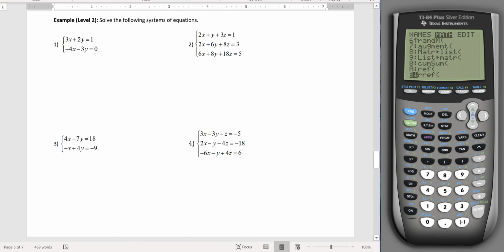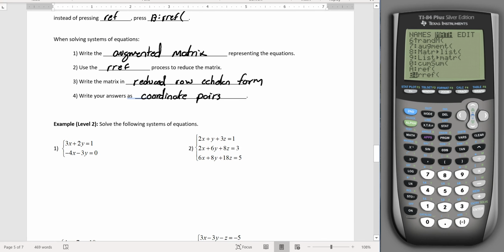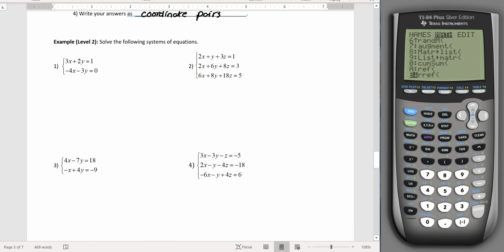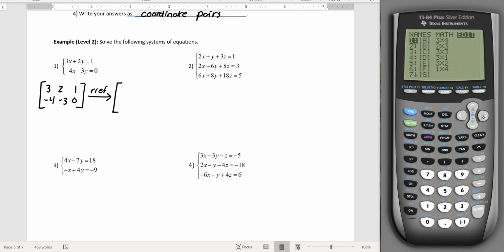All right, so let's do 1 and 2 together, and then I'll have you do 3 and 4 on your own. So looking at number 1, first step, write the augmented matrix. So this would be 3, 2, 1, -4, -3, 0. Next, I draw an arrow, and above that arrow, I write RREF, because this is where I'm going to write my reduced row echelon form matrix, and this is explaining how I got from this matrix to this new one that I'm going to have here. So let's go ahead and do that. So we need to edit matrix A. It's going to be a 2 by 3.